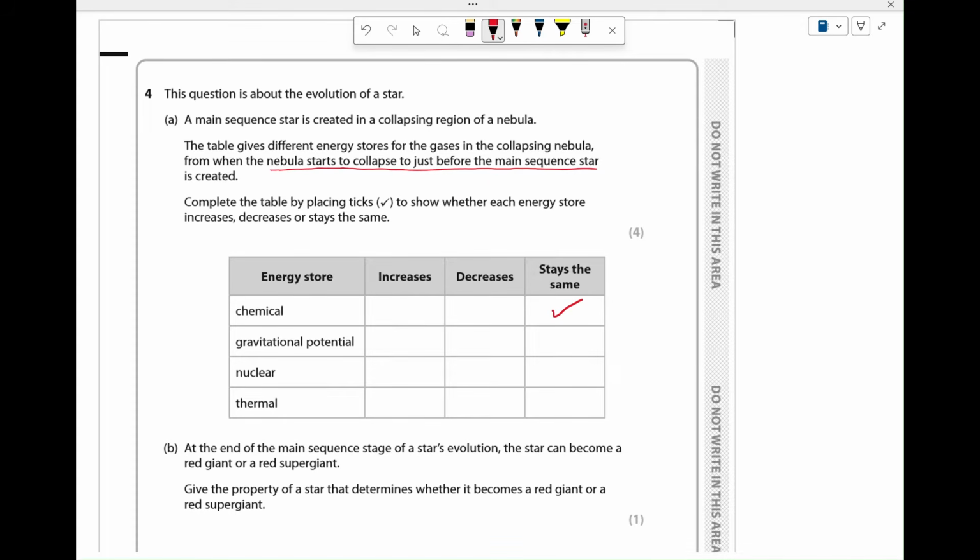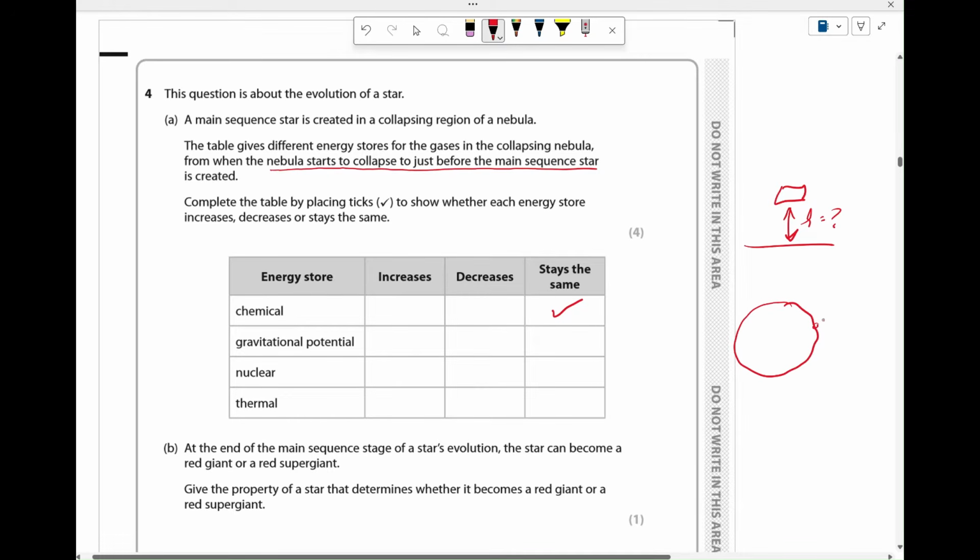Now the nebula starts to collapse. Gravitational potential energy is essentially a measure, we'll be thinking of it as a sort of measure of how high up something is, tells us the gravitational potential energy. But if we've got a big star, you've got objects out here on the outside which have got a lot of gravitational potential energy. As that compresses to a small star, we've got less gravitational potential energy. Okay, so that's gone down.